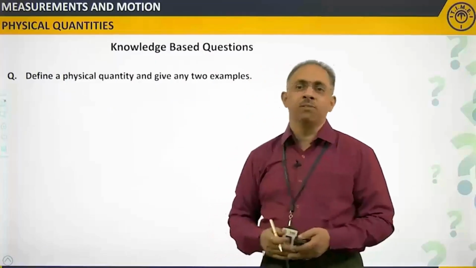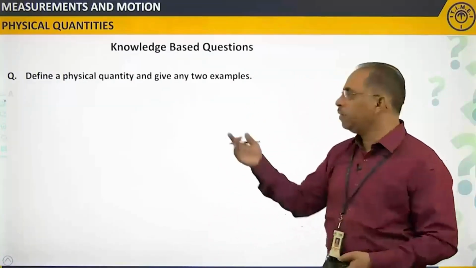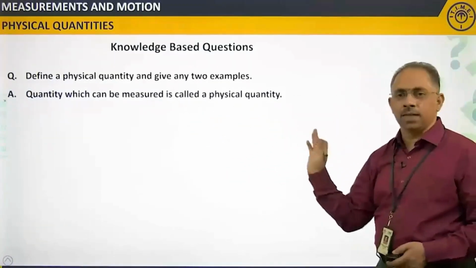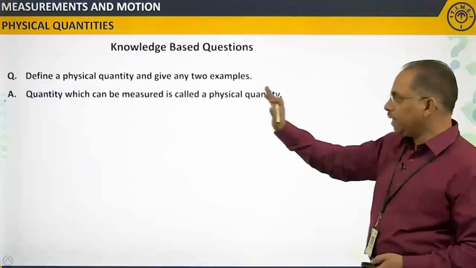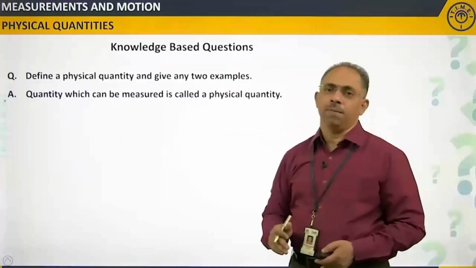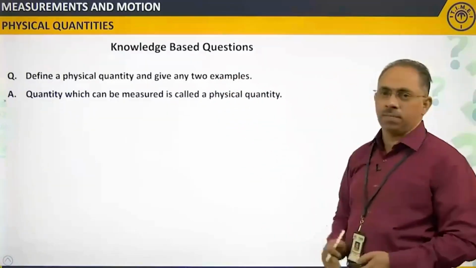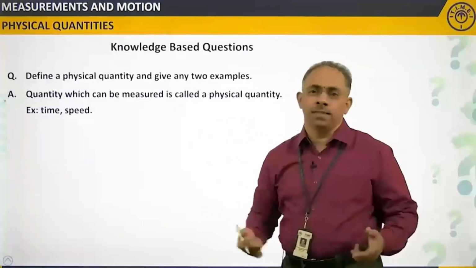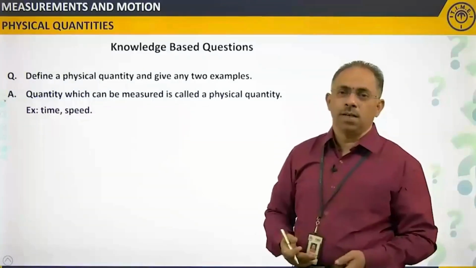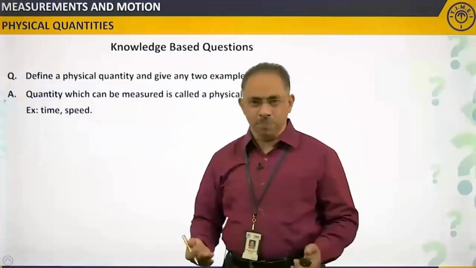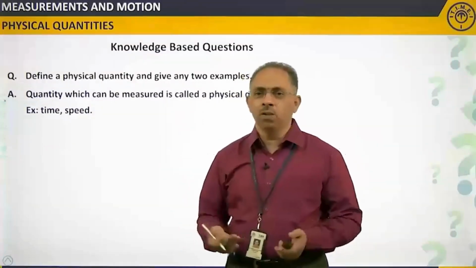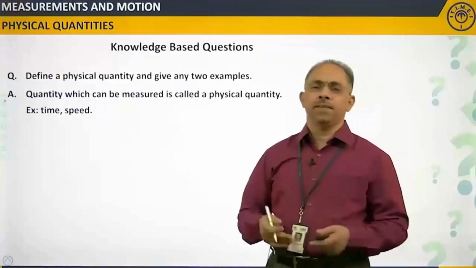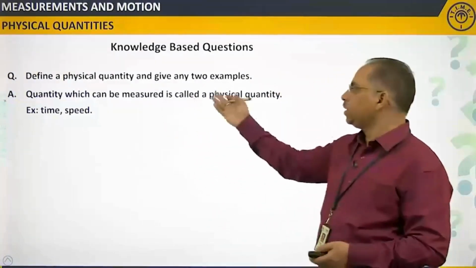A physical quantity is something which can be measured. So, that is how we define it. A quantity which can be measured is called a physical quantity. Simple, that's it. That will be the definition. Now, two examples. Let us take time and speed. We have so many other physical quantities also. Other examples we can take are length, mass, area, volume, density, temperature, and so on. Any two examples we can give.